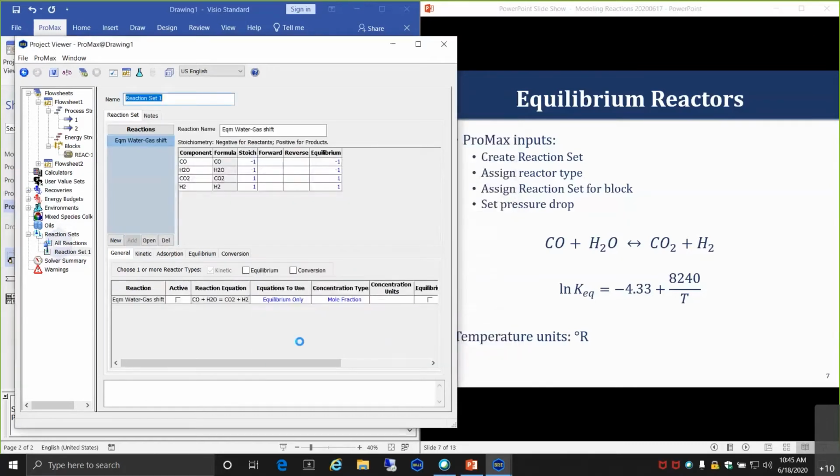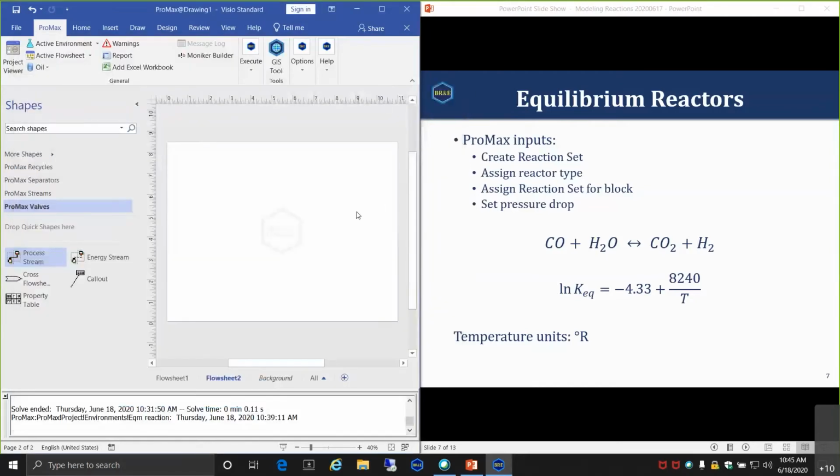We'll click OK. This is for what type of reactor? It's going to be equilibrium, and it'll be equilibrium only. So we're going to deselect the kinetic. We're going to make this reaction active. And we're going to rename my reaction set to equilibrium. So that has created our reaction and our reaction set. We will close this.